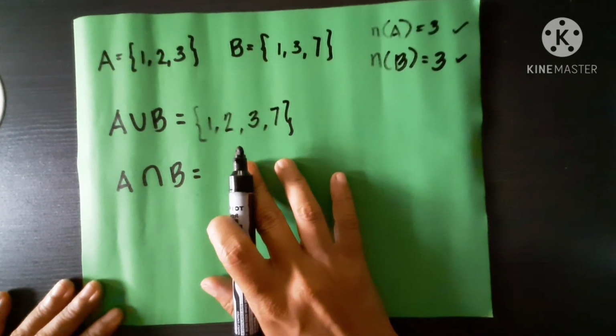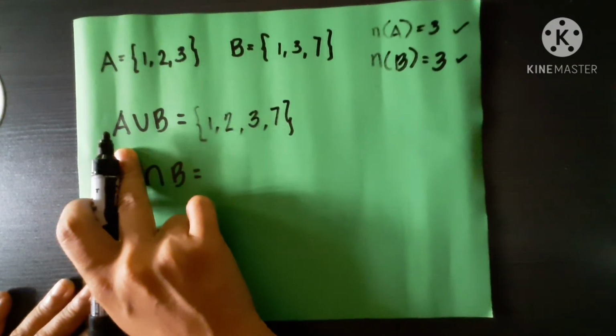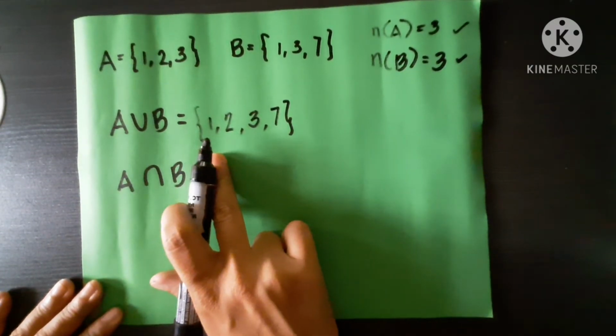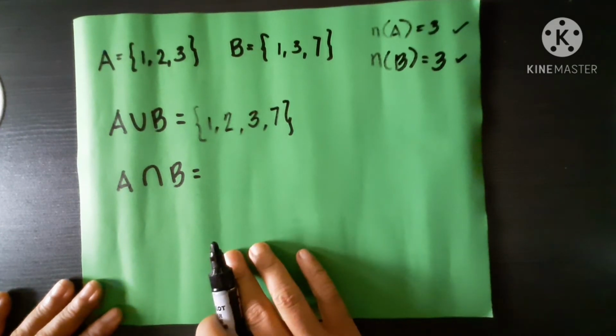So mao ni siya ang union ni set A ug set B. More or less, kung atong i-expound, pag itipok nato si set A ug si set B, ang iyang resulta mao ni siya si A union B, and mao na ni dapat ang iyang mga elements 1, 2, 3 and 7. Now let's go to the intersection.